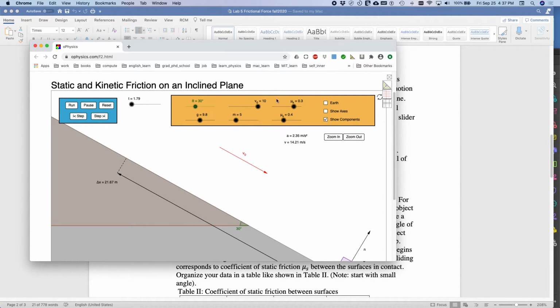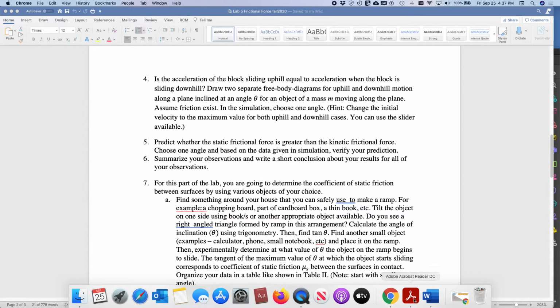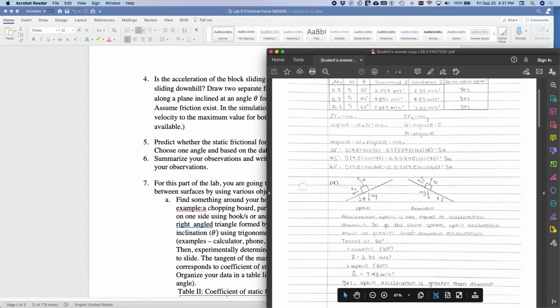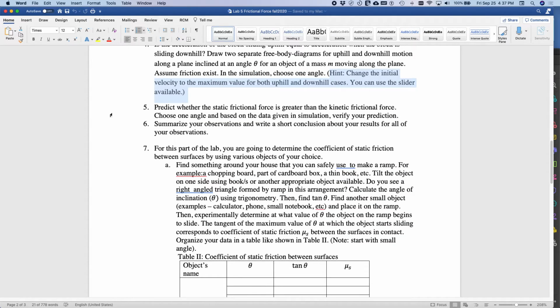Okay, so that's with the initial velocity, and then we do the other way, run it again, and pause. Okay, so you see the value of the acceleration changes there. From the experiment, they should find that the acceleration uphill is much greater than the acceleration downhill.